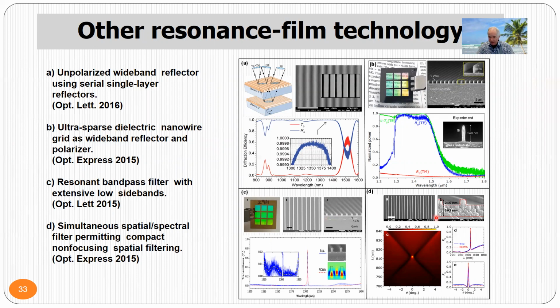And here finally is a delta function resonance in angle versus wavelength. This is essentially a simultaneous spatial spectral filter that can allow spectral filtering without focusing the beam, as in the traditional aperture-based spatial filtering.